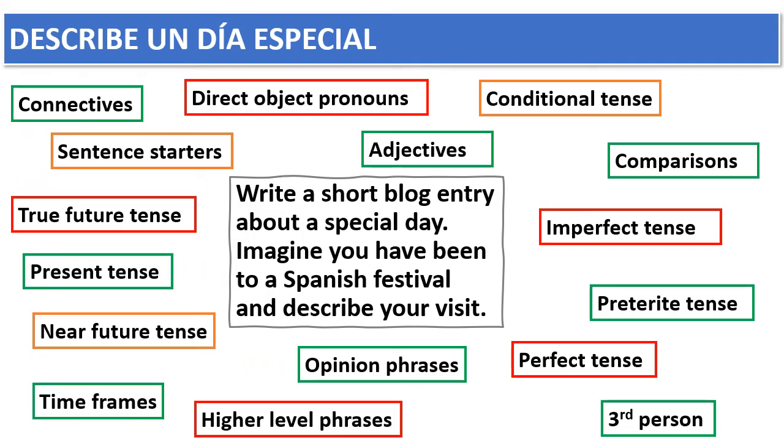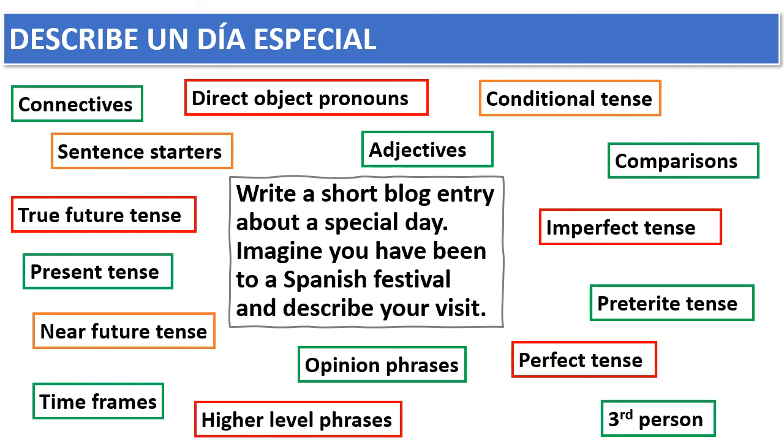So finally, your writing task for this week is going to be to describe a special day. Now, the way that I'd advise you doing this is, imagine you've been to one of the Spanish festivals that we have either looked at, or if you have been to a Spanish festival and you're confident in describing it, that is fine. Obviously, if you're talking about a special day that's already happened, you're probably going to be using the preterite tense, which is something that you did once in the past.